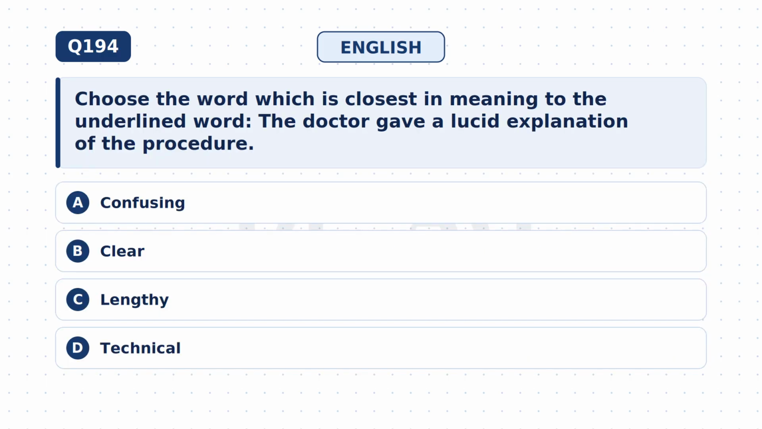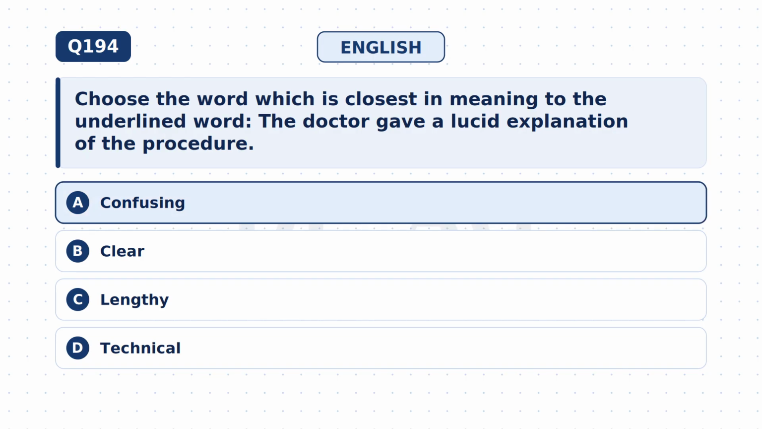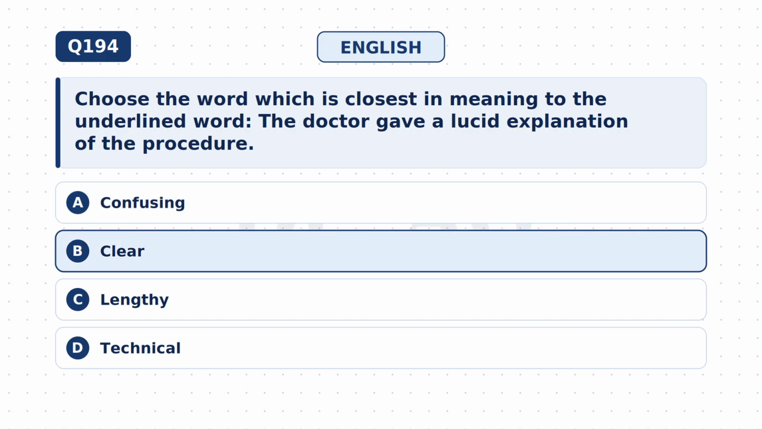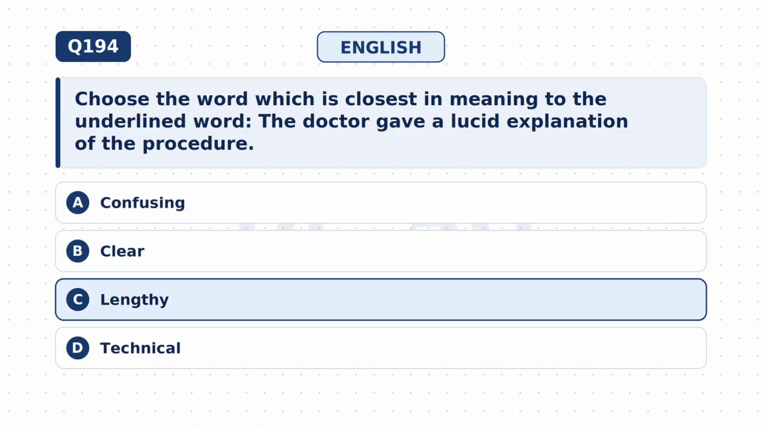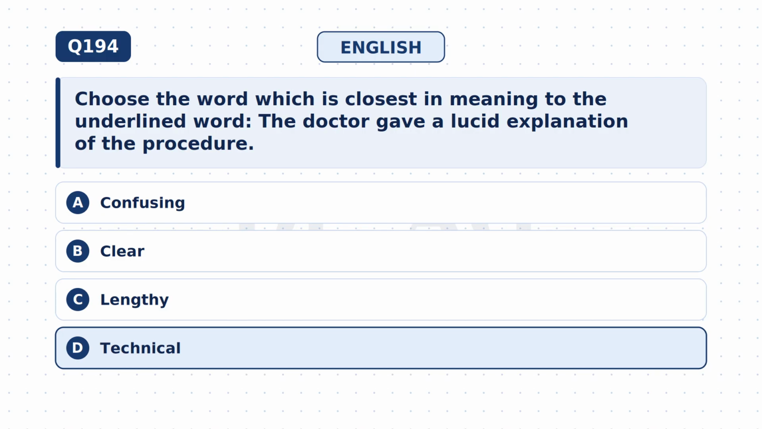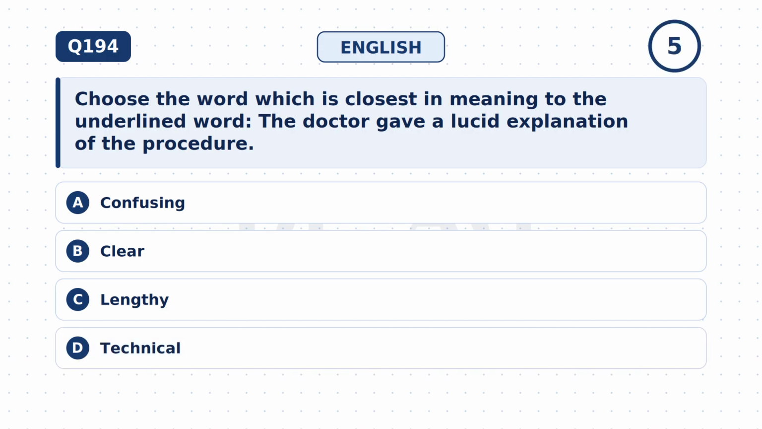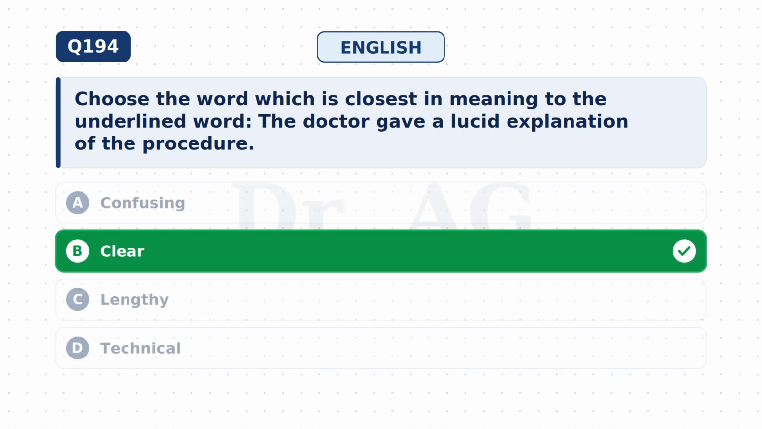Question 194. Choose the word which is closest in meaning to the underlined word. The doctor gave a lucid explanation of the procedure. Option A, confusing. Option B, clear. Option C, lengthy. Option D, technical. The correct answer is B, clear.